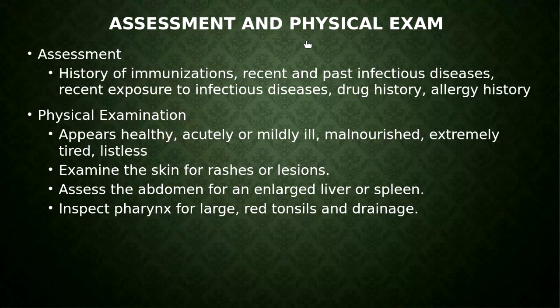So when we're talking about immunity, of course, you get the immunization record because we're talking about a focused assessment. Recent or past infectious diseases, recent exposure to infectious diseases, drug history, allergy history as well. Then you can look at your physical assessment. Assess the abdomen for enlarged spleen, rashes, look at the tonsils, see if there's any drainage, because we know that's part of the immune system.